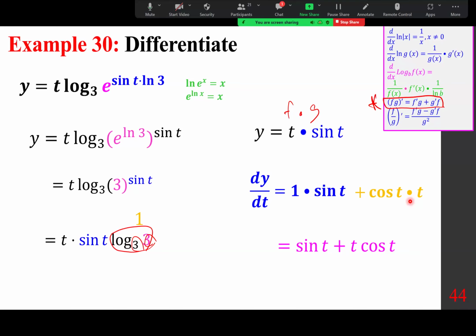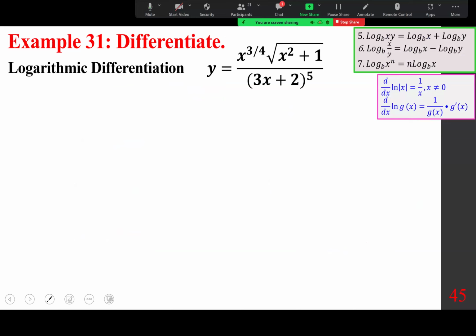All right, we are going to move on. Logarithmic differentiation. y equals x to the power of 3/4 times the square root of x squared plus 1, over (3x plus 2) to the power of 5. Generally speaking, when the function is a complicated function, we use what's called logarithmic differentiation. So what is logarithmic differentiation?